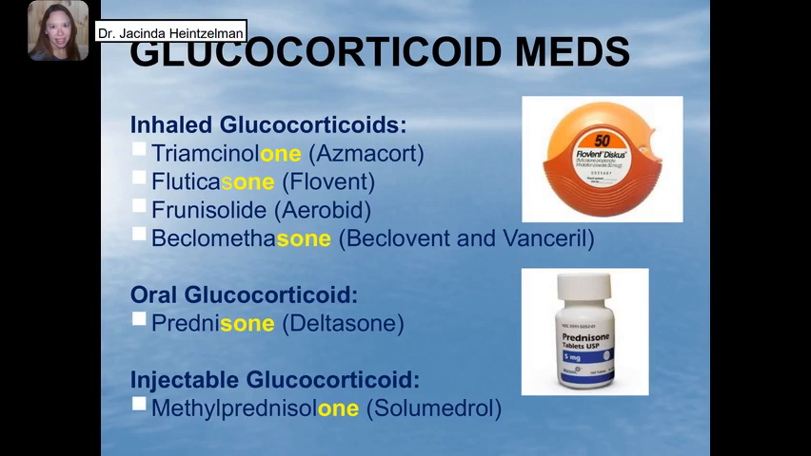Examples of the glucocorticoids that we have available to treat our lower respiratory conditions. These are going to be ending in "-one". So again, we have glucocorticoids for asthma, working on the inflammation. We have some available as inhaled form, some are oral form, and another one is going to be an injectable form. And you can see the different examples that we have.